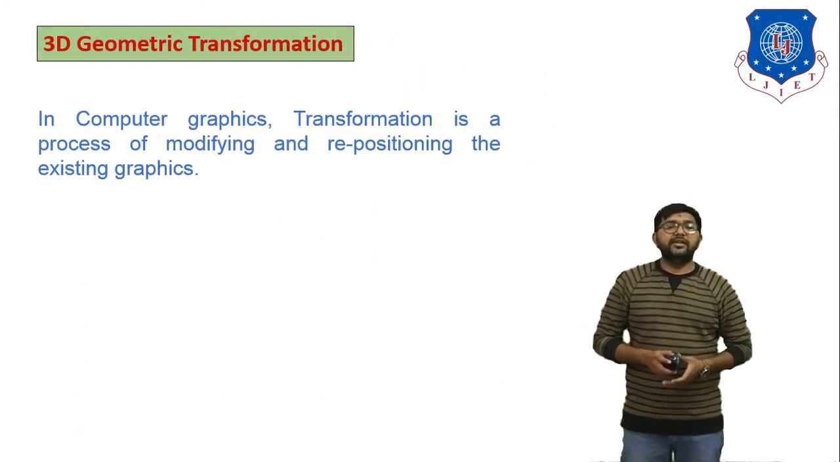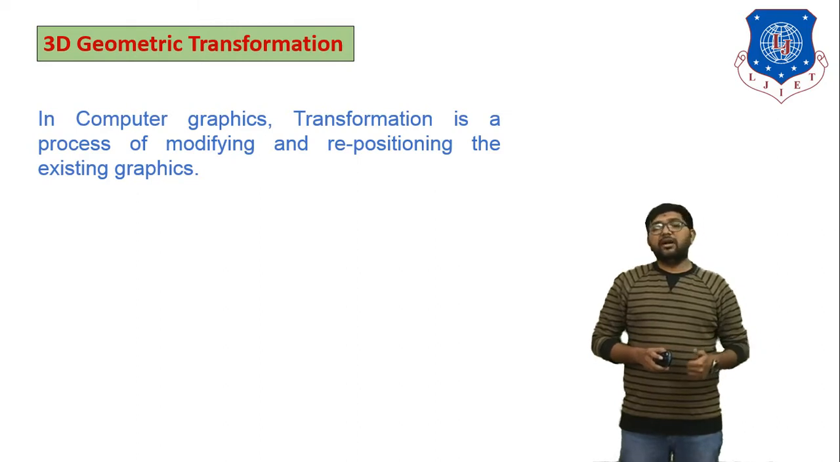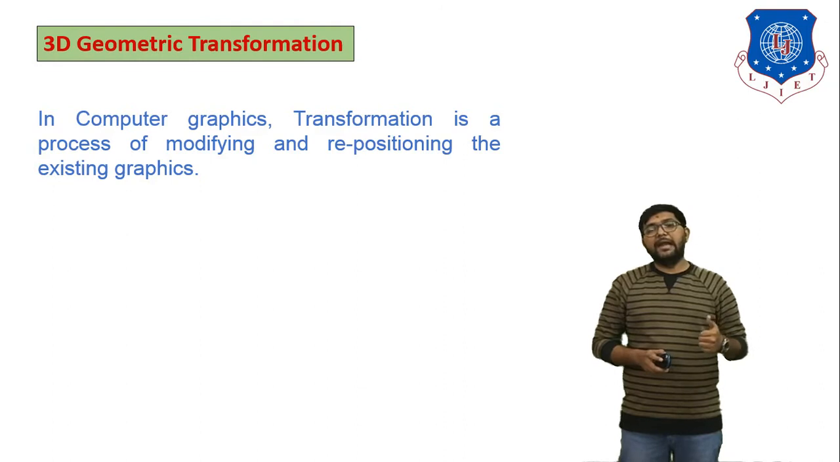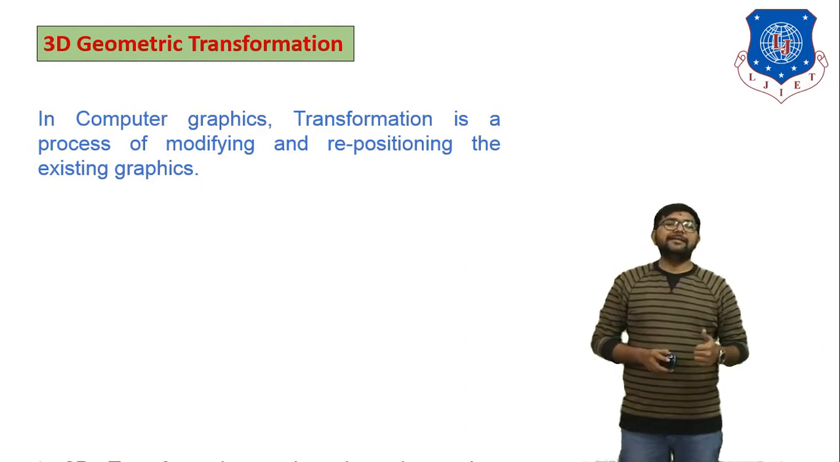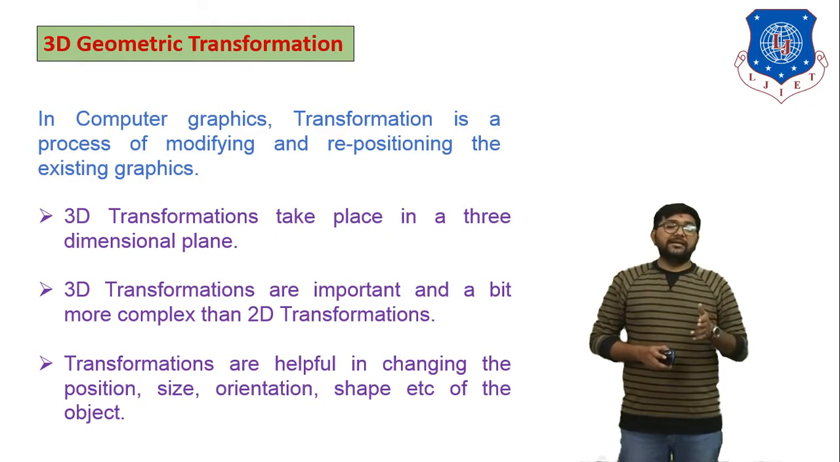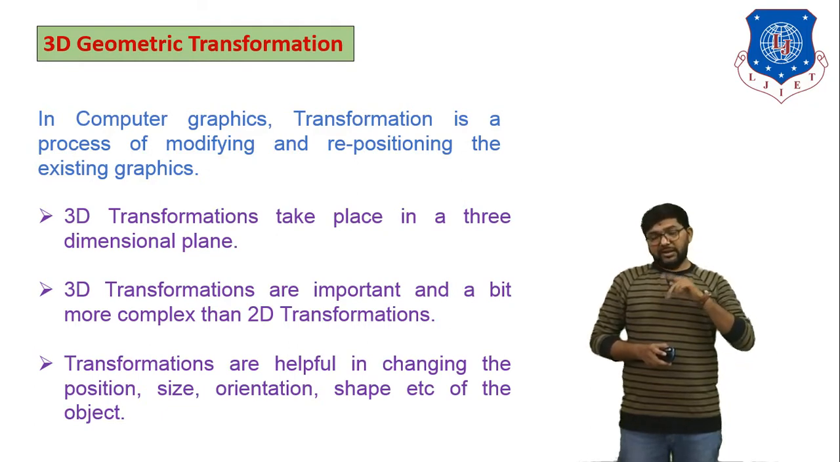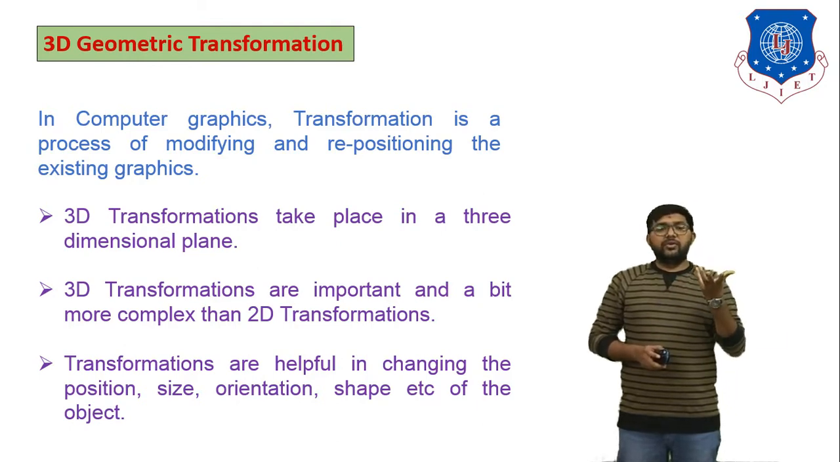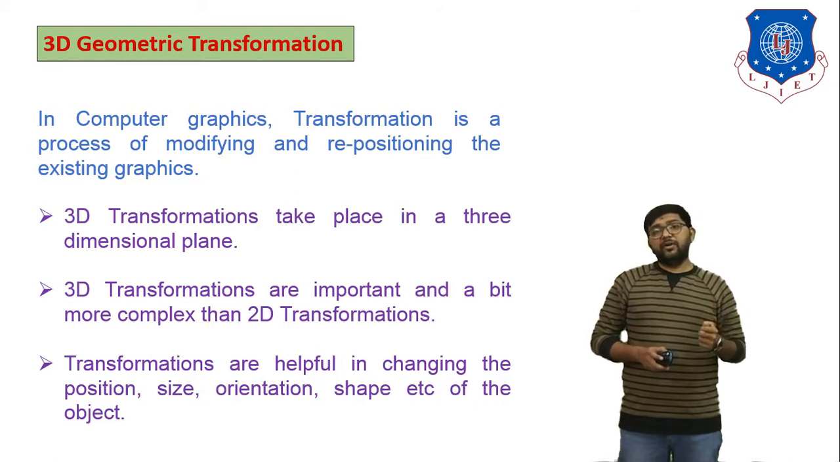In computer graphics, transformation is a process of modifying and repositioning the existing graphics. 3D transformation takes place in a three-dimensional plane. 2D transformation takes place in a 2D plane, but whenever we discuss a three-dimensional plane, at that time we have to use 3D transformation. 3D transformations are important and a bit more complex than 2D transformations.